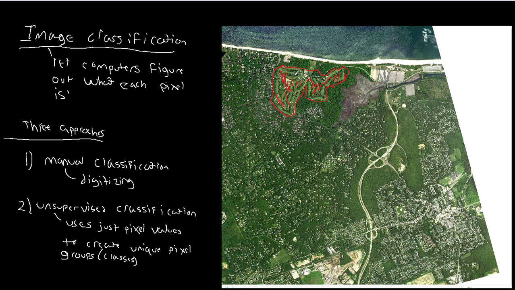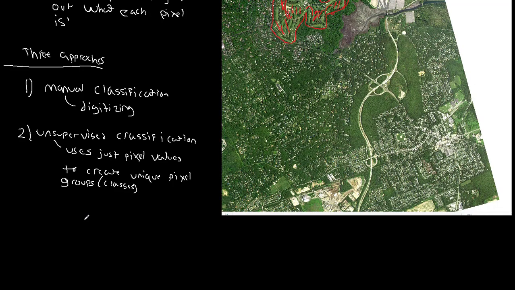But it has no idea what these are. It doesn't know that this is sand. It doesn't know this is water. It doesn't know that these are forests. It just says, hey, this is a group of unique pixels. This is a group of unique pixels. This is a group of unique pixels. It doesn't know anything. Okay, so that's unsupervised. And again, we're going to talk a lot more about this in just a second.